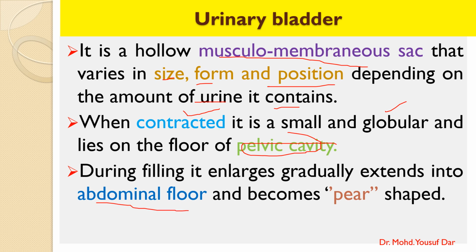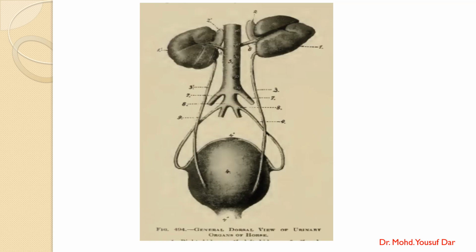But when it gets filled with the urine, it gradually extends into the floor of the abdomen and it becomes pear shaped. So जब contracted होता है, it lies on the floor of the pelvic cavity. When it gets filled with the urine, then it extends into the abdominal cavity.